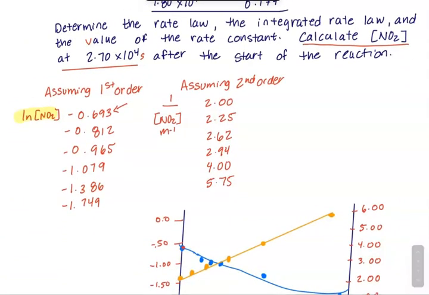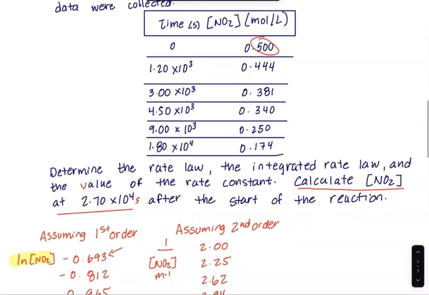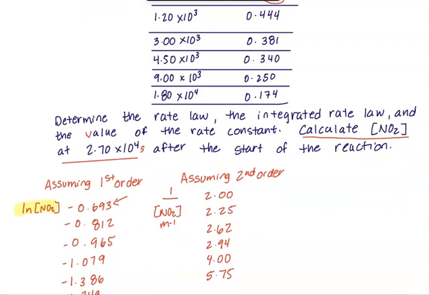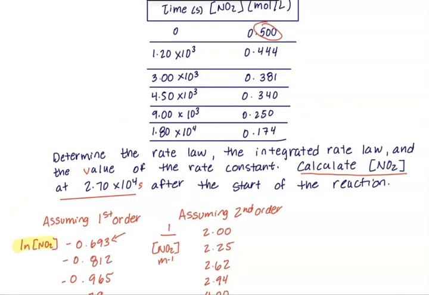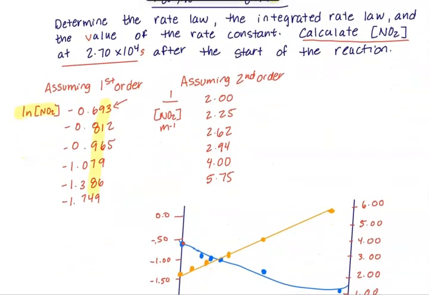So what I did is I took the natural log of the concentration. If you have your calculator right now, take the natural log of the first value that I have here on my table, 0.500. We have three numbers, three sig figs. I get a value of negative 0.693. And I do this for the consequent numbers. I take the natural log of 0.444, 0.381, etc. And then I get these values.